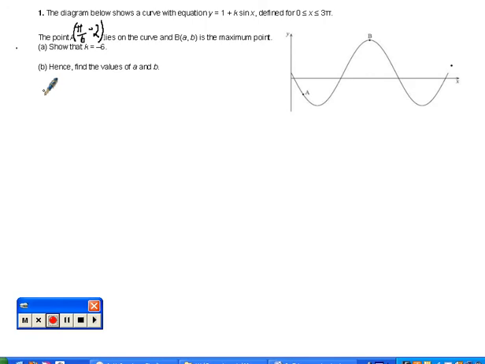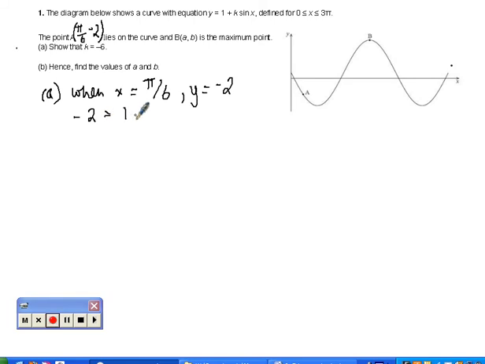So let's tackle part A. And we know that when x is equal to pi over 6, y is equal to negative 2. And we're going to substitute those two values into the equation for y, which gives us negative 2 is equal to 1 plus k multiplied by the sine of pi over 6.